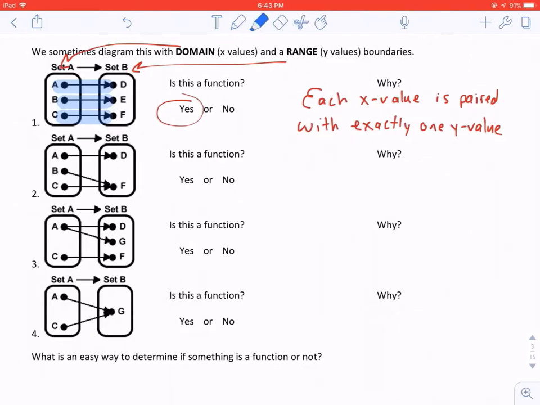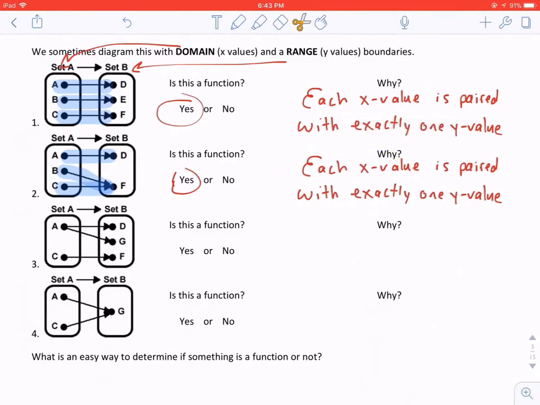Let's check out number 2. Actually, let's do number 2 together. Promise it won't be awkward. A, every time you put an A into the function, you get a D out. Every time you put a B in, you get an F out. Every time you put a C in, you get an F out. This also is a function. The reason it's a function is when you put a letter in, that letter only goes to one thing. Boom. Number 2.